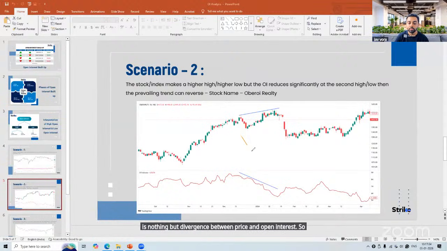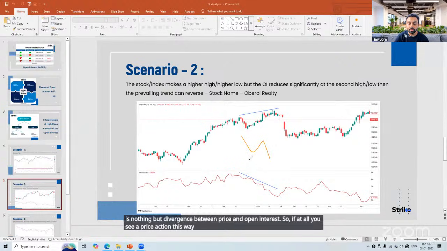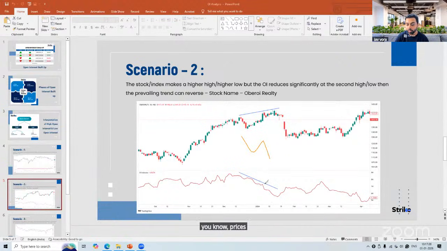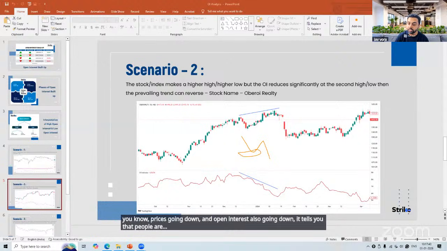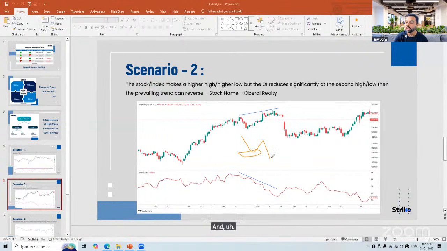So if at all you see price action this way, price going down and open interest also going down, it tells you that people who were extremely short over here are unwinding their positions and turning more or less neutral, or less bearish at least.